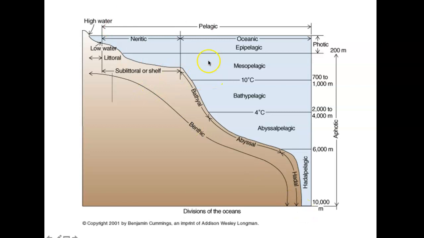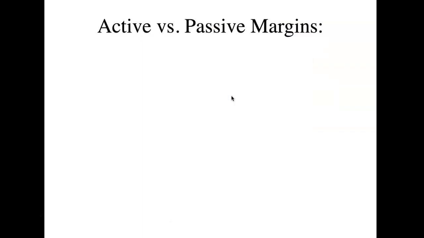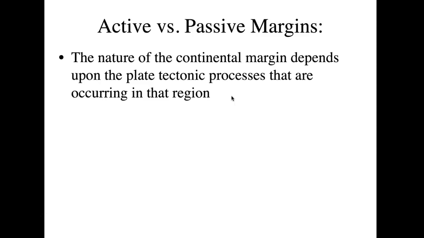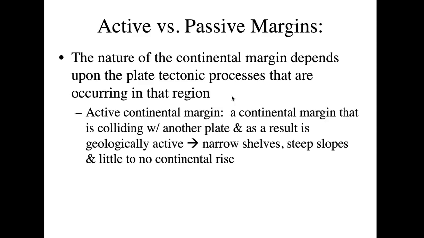And again, this is just another chart showing how we break up the ocean, just another depiction of this. But I won't go over that again. So the last thing that we're going to talk about is these active versus passive margins, which I've already mentioned. The nature of our continental margins very much depends upon the plate tectonic processes that are occurring in that region and whether or not it's active or passive.